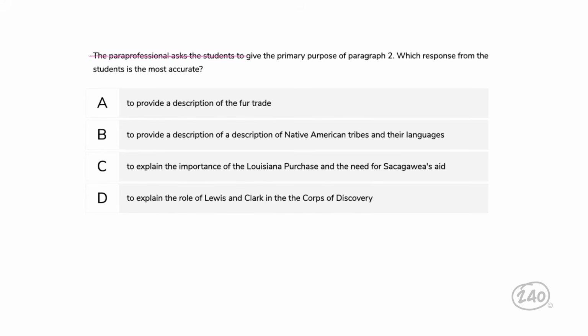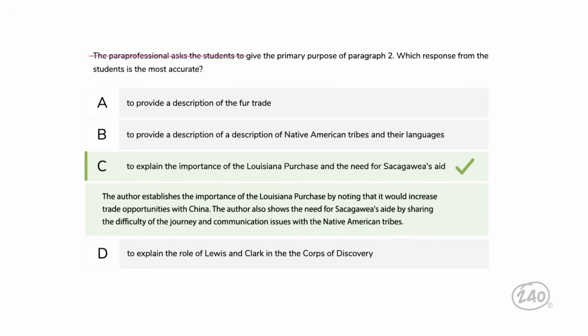To provide a description of the fur trade, to provide a description of the Native American tribes and their languages, to explain the importance of the Louisiana Purchase and the need for Sacagawea's aid, to explain the role of Lewis and Clark in the Corps of Discovery.